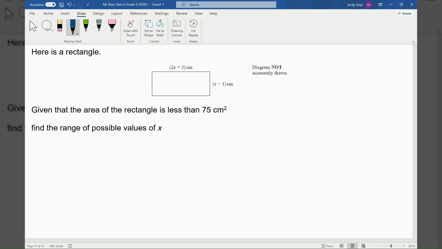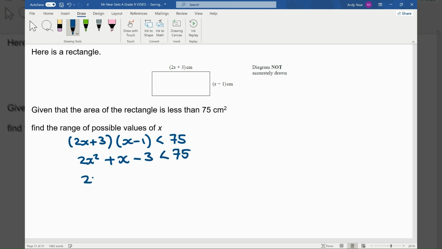So we're told that the area of this rectangle is less than 75. So if I take the length, 2x plus 3, and multiply it by the height, x minus 1, I must get less than 75. So I'm going to expand the brackets on the right-hand side. 2x squared plus 3x minus 2x is plus x. Take away 3 is less than 75. I'm going to subtract the 75 from both sides to make it less than 0, because with a quadratic equation or an equation, you want 0 on the other side.